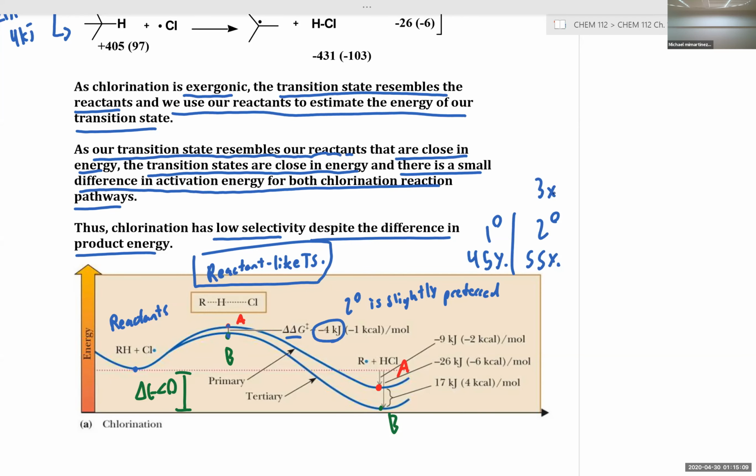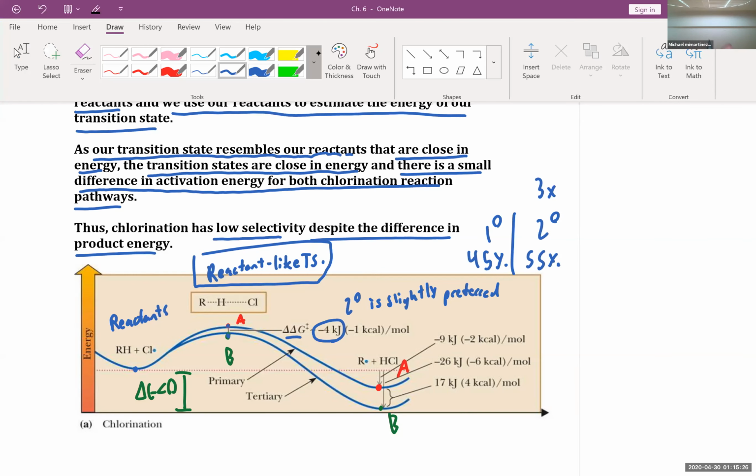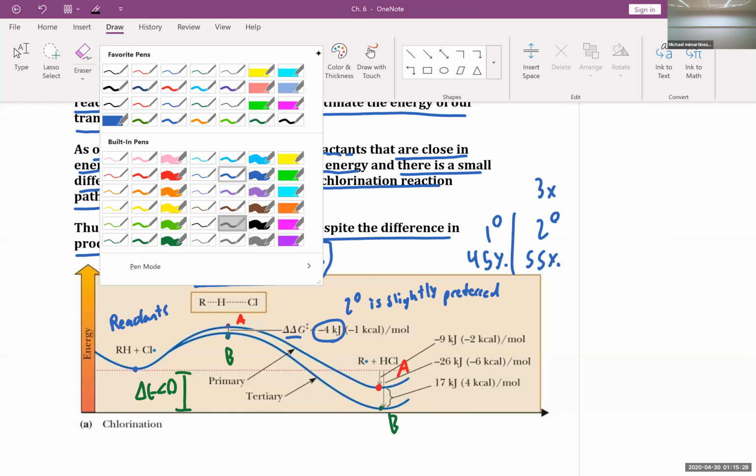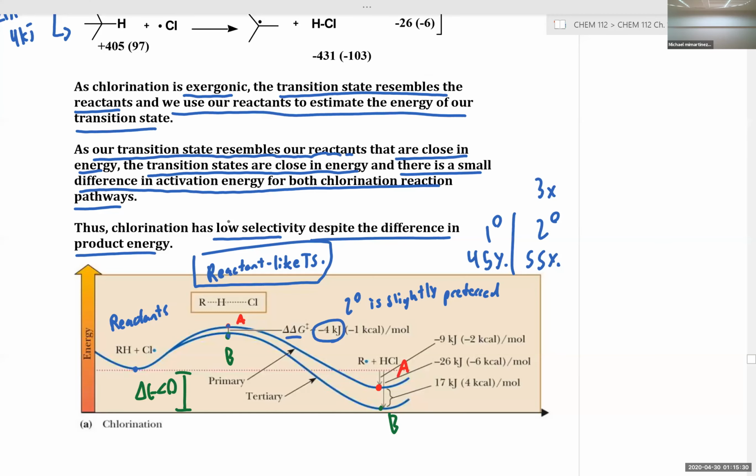Does this make sense to everyone so far? Does everyone see why chlorination is not very selective looking at this graph for an exergonic reaction? Are there any questions I can address? Okay, so let's keep going now and let's look at bromination.